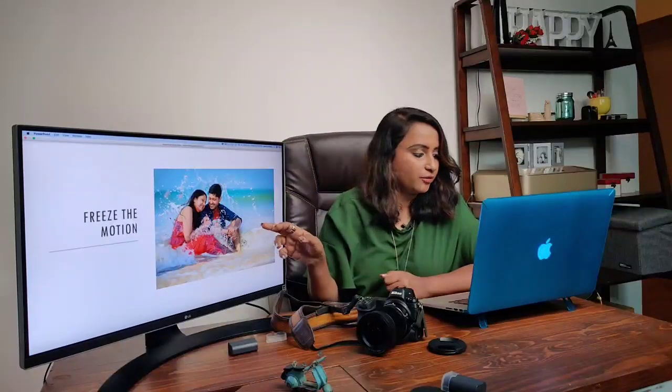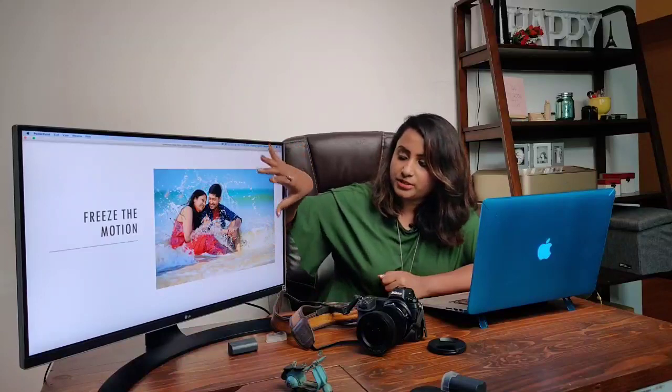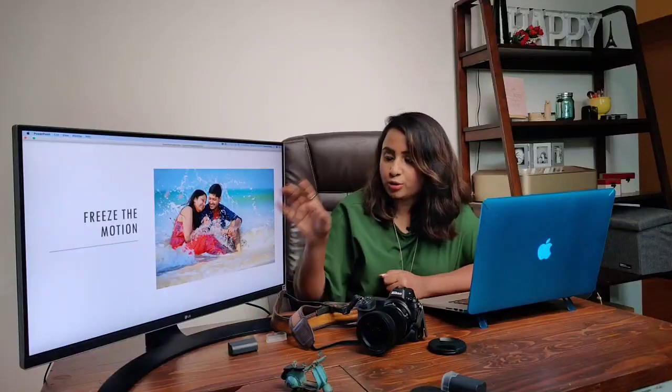Say in this scenario, I wanted to freeze the fast wave that came in, and I wanted to freeze all those droplets. I don't know if you're able to see the image; yeah, you should be able to see. Okay, so if you want to freeze all those droplets of the ocean, then you would want to use a really fast shutter speed, because otherwise you can't really freeze that fast motion, right? So this was shot at something like 1/1000th of a second.